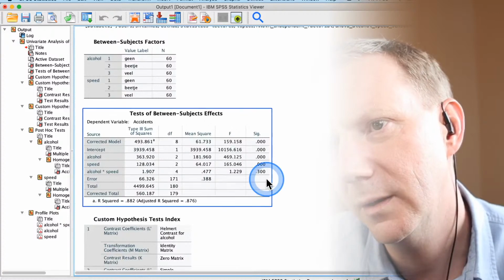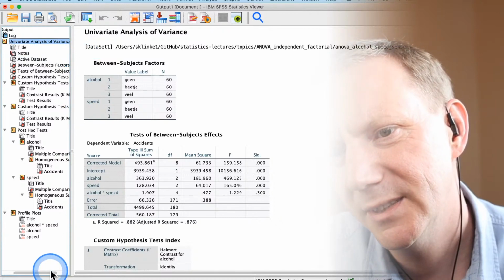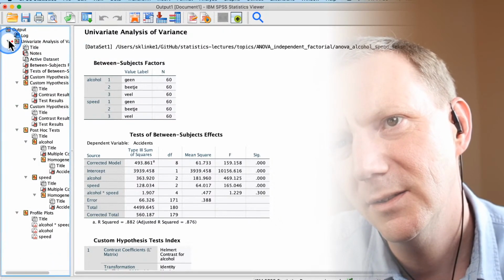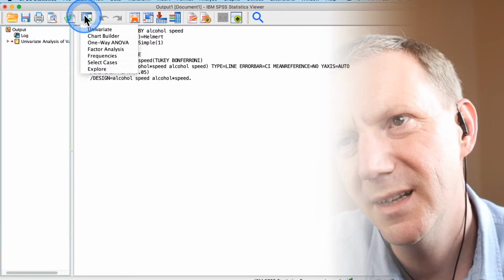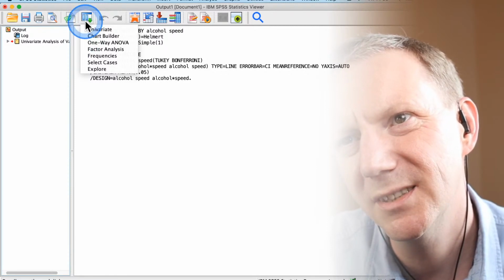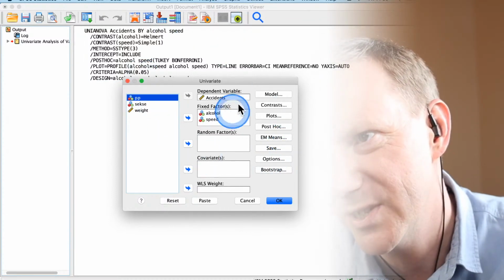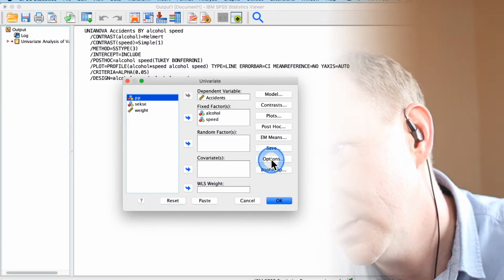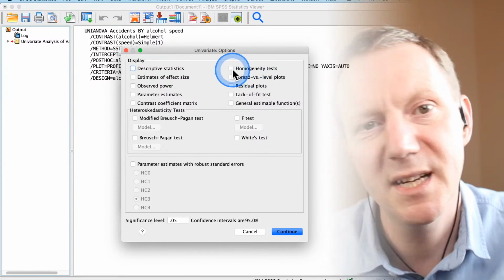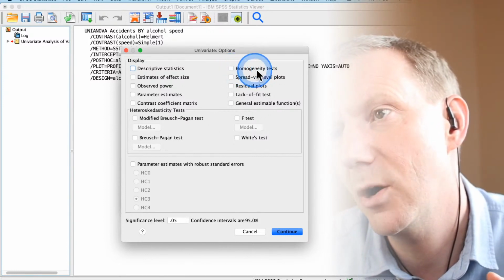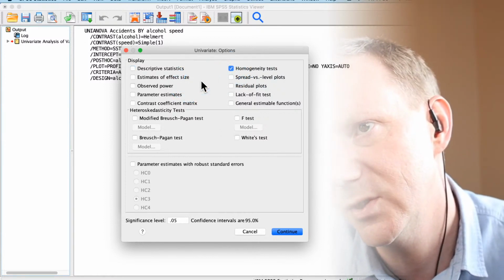Yeah, we forgot one thing, I think. So let's rerun the analysis again and add just one more option. This is also good to see. You have this history of all your analyses here, and you can just choose the same analysis again, so you don't have to go through the whole menu system again. I want to look at the options before we do this analysis. We want to test for equality of variance, and that's the homogeneity test. So if you click this one, your Levene's test will also be added to the result.